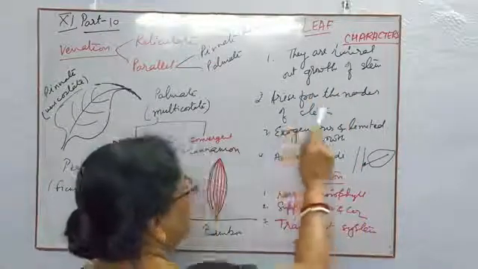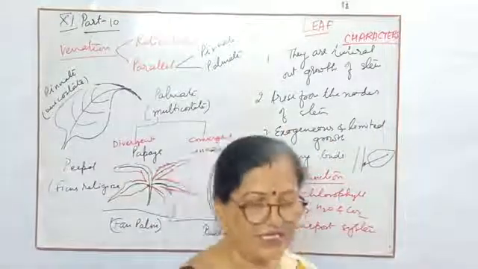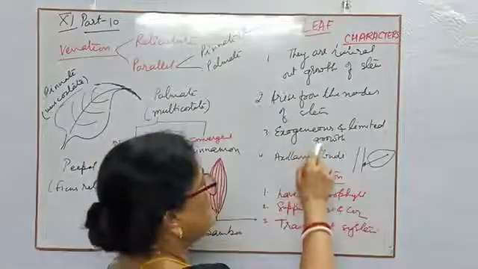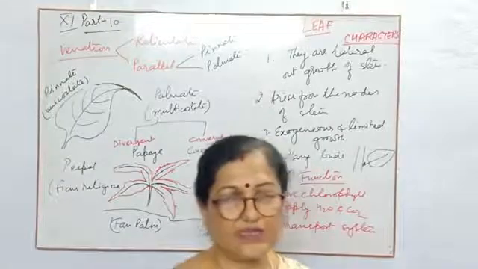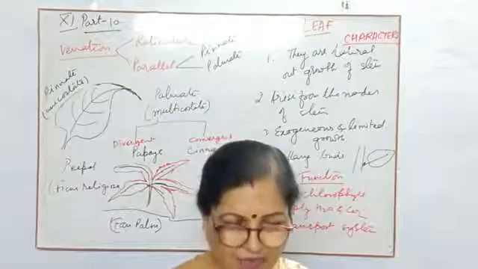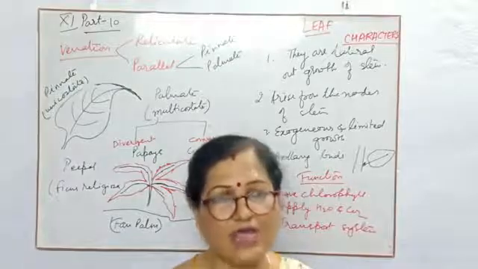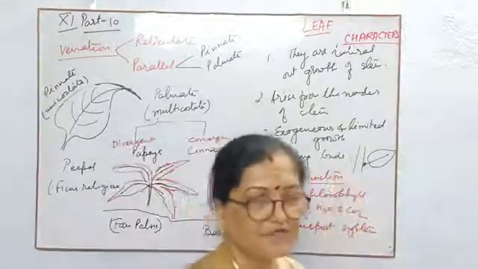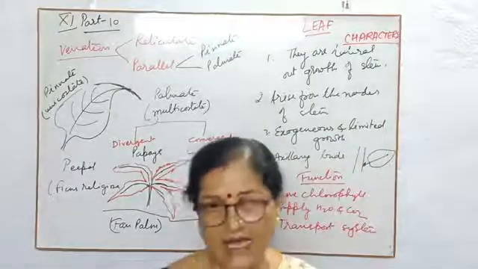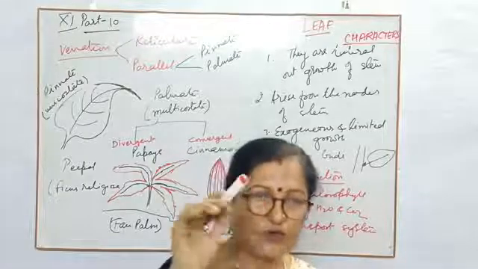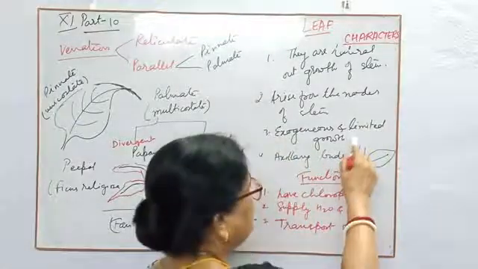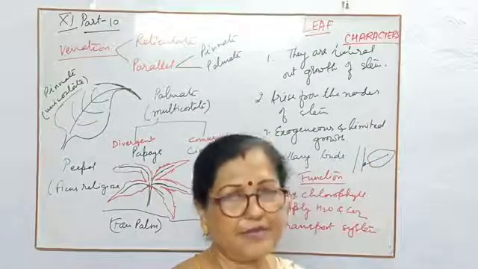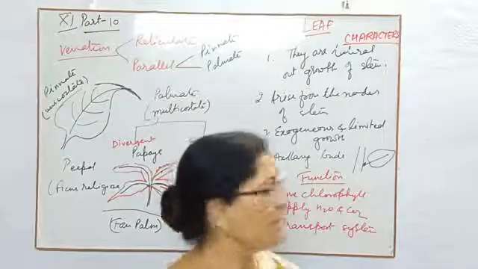Second point, they arise from the node of the stem. Leaves will arise always from the nodes of the stem. Third, they are exogenous. Again I am telling you, exogenous means they are developing outside or towards the outside of the stem. So they are exogenous in nature and they have some limited growth. But plants do not have any limited growth. Their stem will grow their lifelong, but the leaves have their limited growth. That's why leaves have proper size, proper shape and proper type of distinguishing natures.